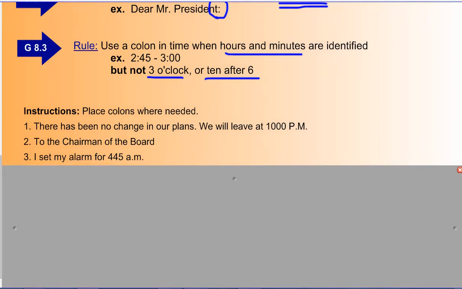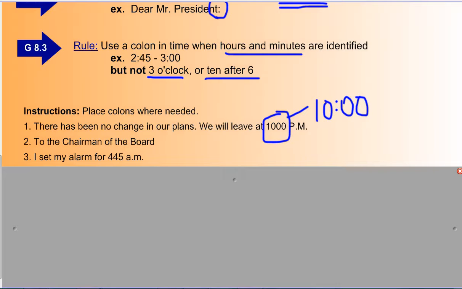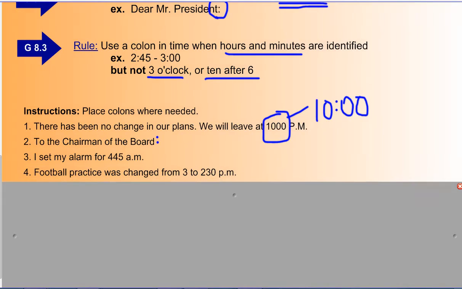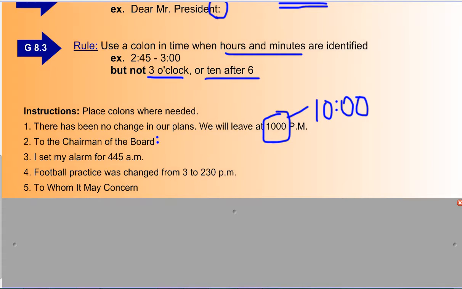So a couple quick practices. There has been no change in our plans. We will leave at 1000 p.m., which we know doesn't exist in time. So that means this has to be 10:00. To the chairman of the board. Sounds like a pretty formal letter. I might be asking for a job. I'm going to use a colon there. We can't set an alarm for 445. That sounds more like a temperature on an oven. So instead, I'm going to use my insert mark and make sure I put a colon in there.